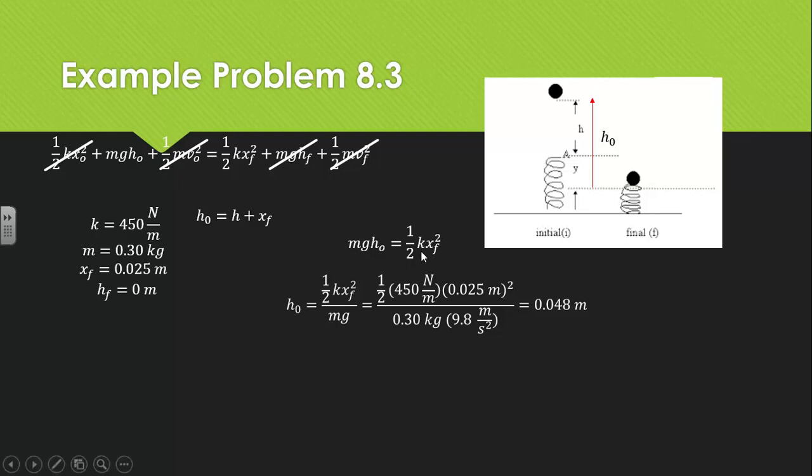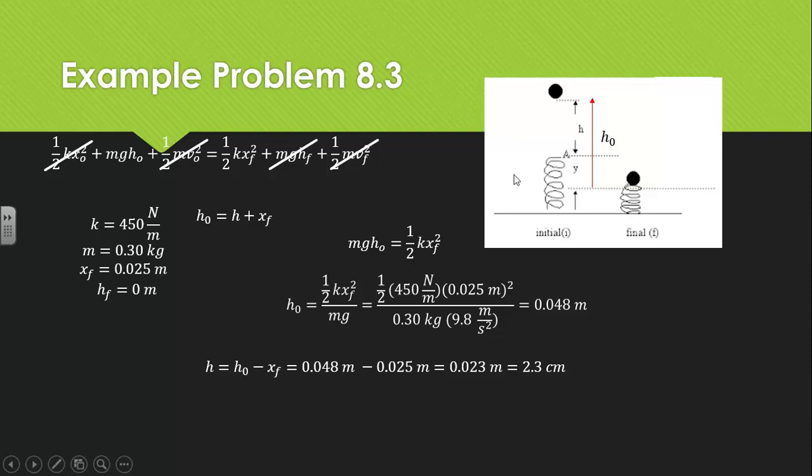And so I can calculate our h initial just by using this equation. Well, I know h initial is equal to h plus x final. So h must be h initial minus x final. So basically, the height that this is dropped above has to be related to this initial height above my 0 location here, minus how much the spring compressed. So my height that the block actually got dropped was 2.3 centimeters.